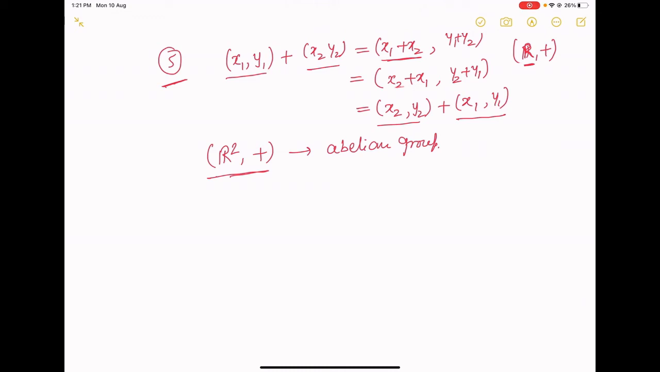Next properties are with respect to scalar multiplication. So the first property is A operated on u plus v gives you A u plus A v.